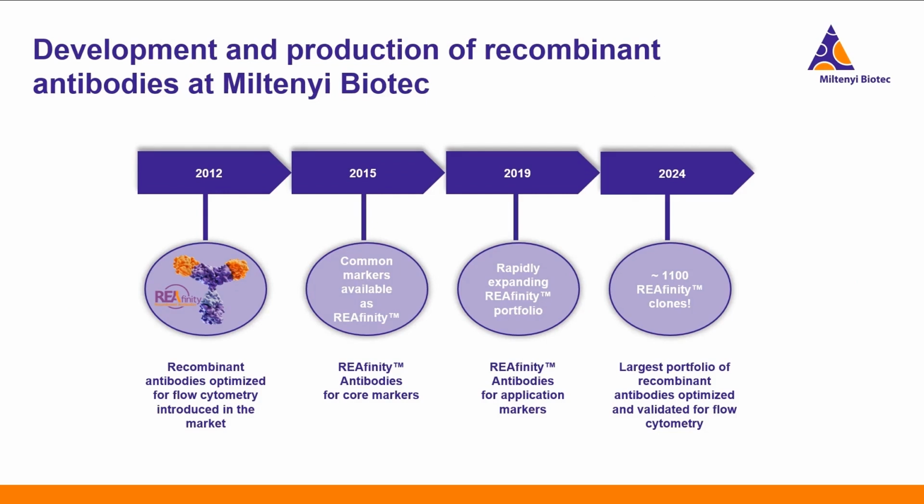Miltenyi Biotec was quick to recognize the advantages of recombinant antibodies, paving the way by introducing the first recombinant antibody for flow cytometry as early as 2012. In 2015, we made a significant breakthrough by introducing the first core markers for antibody panel building. This marked the beginning of an expansion in 2019, where we broadened our portfolio to include application markers specifically designed for flow cytometry. Fast forward to 2024, and we are proud to say that our recombinant antibody portfolio has grown substantially. We now boast over 1,450 REAfinity recombinant antibody clones carefully validated and optimized for flow cytometry.